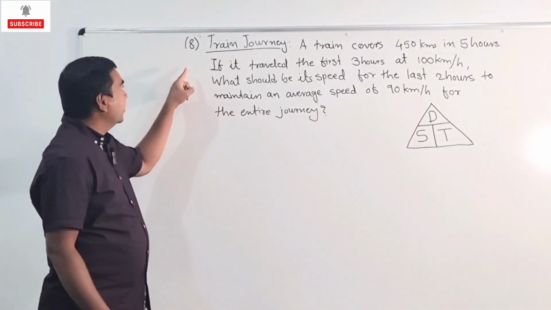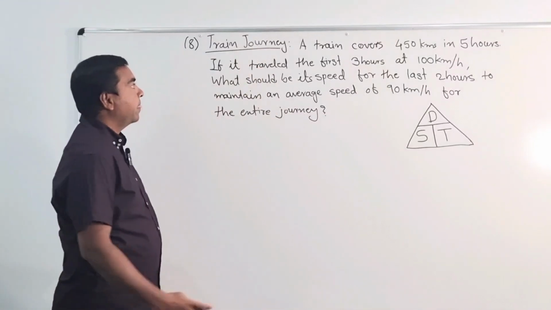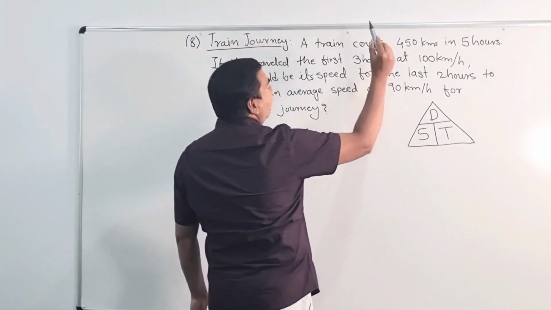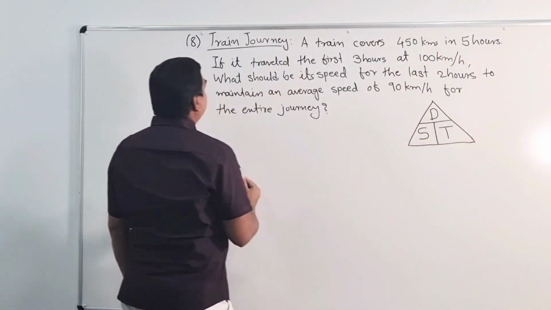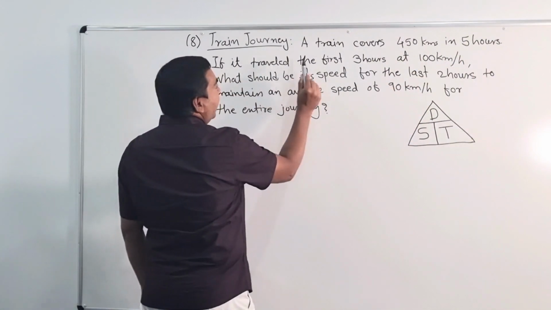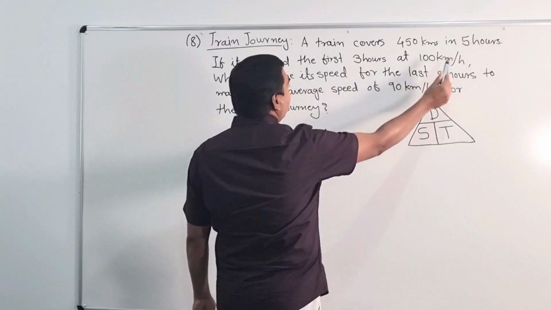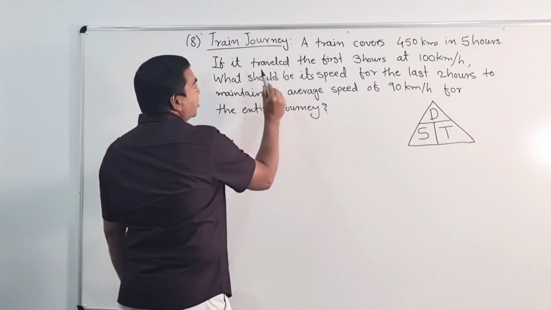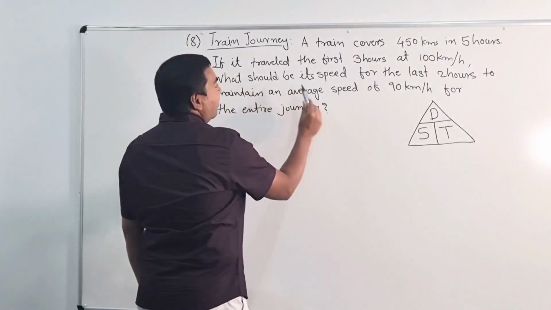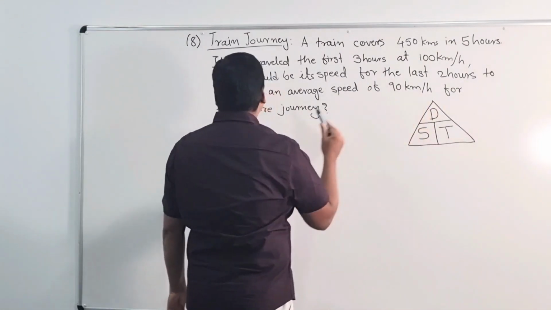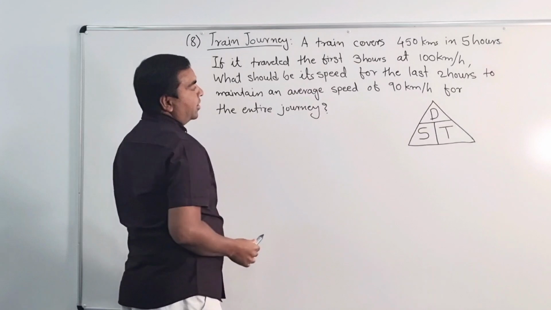Question number 8. Train journey. A train covers 450 kilometers in 5 hours. If it traveled the first 3 hours at 100 kilometers per hour, what should be its speed for the last 2 hours to maintain an average speed of 90 kilometers per hour for the entire journey?